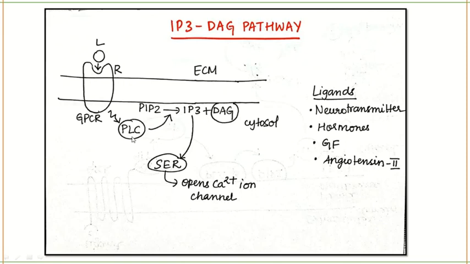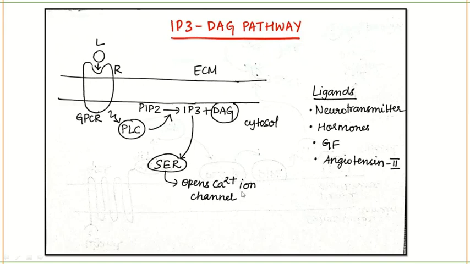So this phospholipase C will break down PIP2 into IP3 and DAG. DAG is membrane bound. It will be bound to the membrane. DAG is nothing but diacylglycerol. IP3 is another product that will go into the smooth endoplasmic reticulum and open the calcium ion channels.